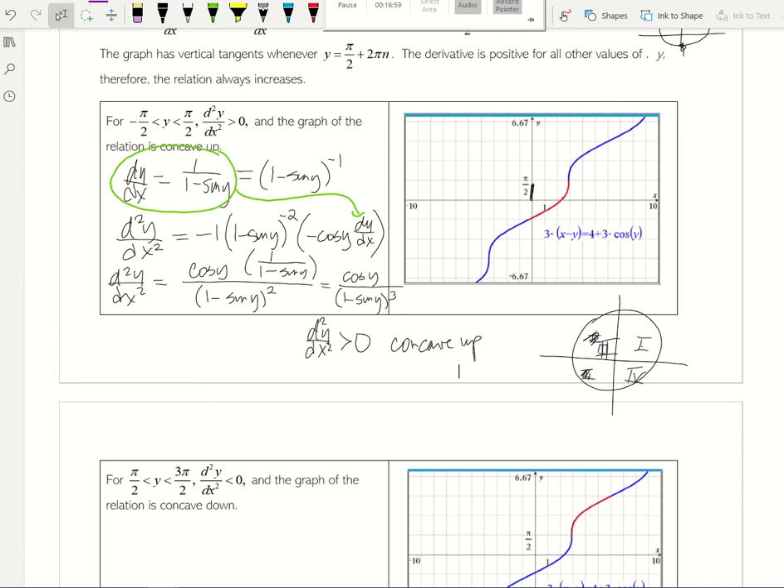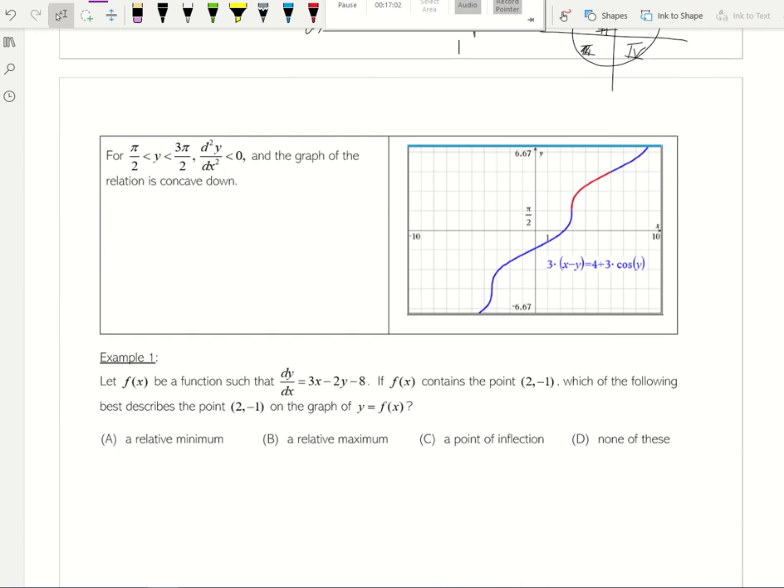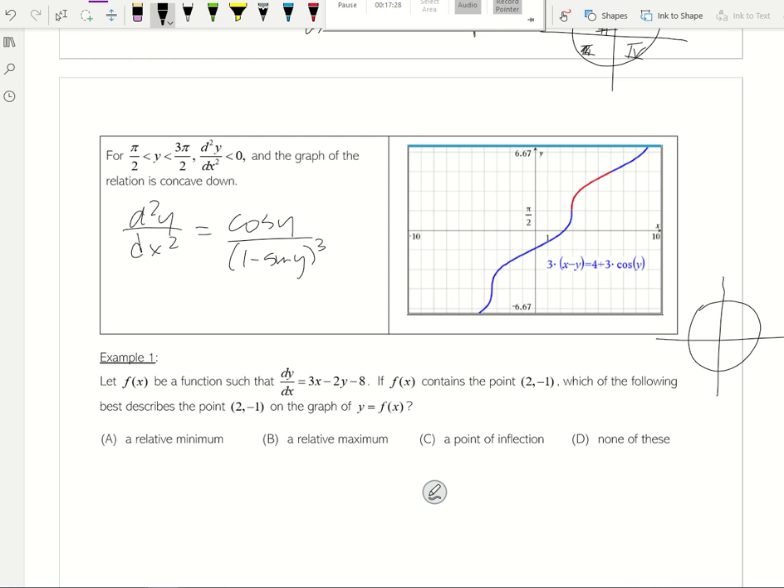Let's scroll this up. Now we're going to look at where it's concave down. Again, I'll write out the derivative: d squared y over dx squared is equal to cos y over 1 minus sine y to the power 3. If we look at values in our unit circle, don't be nervous about how you're going to do this without a calculator. If I ask you this on a test, it'll be something you can plug numbers into pretty easily, like I did in the first example. I just want to show you what's happening here in the first quadrants.